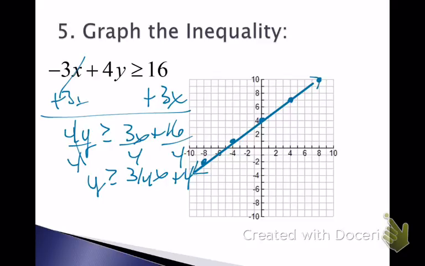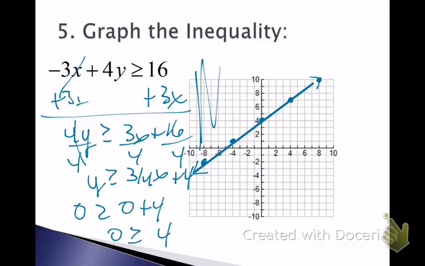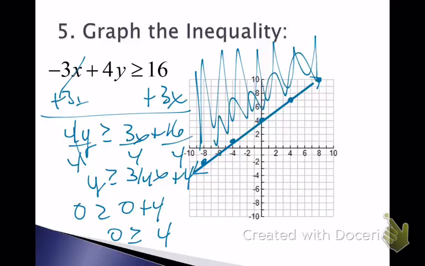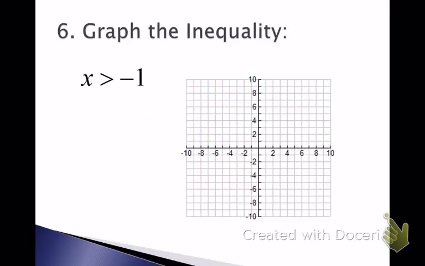Now, it's solid because it's equal to. I'm going to plug in 0, 0. 0 is greater than 4. Is 0 greater than 4? No. So we're going to shade the other side. Okay? It's that simple.